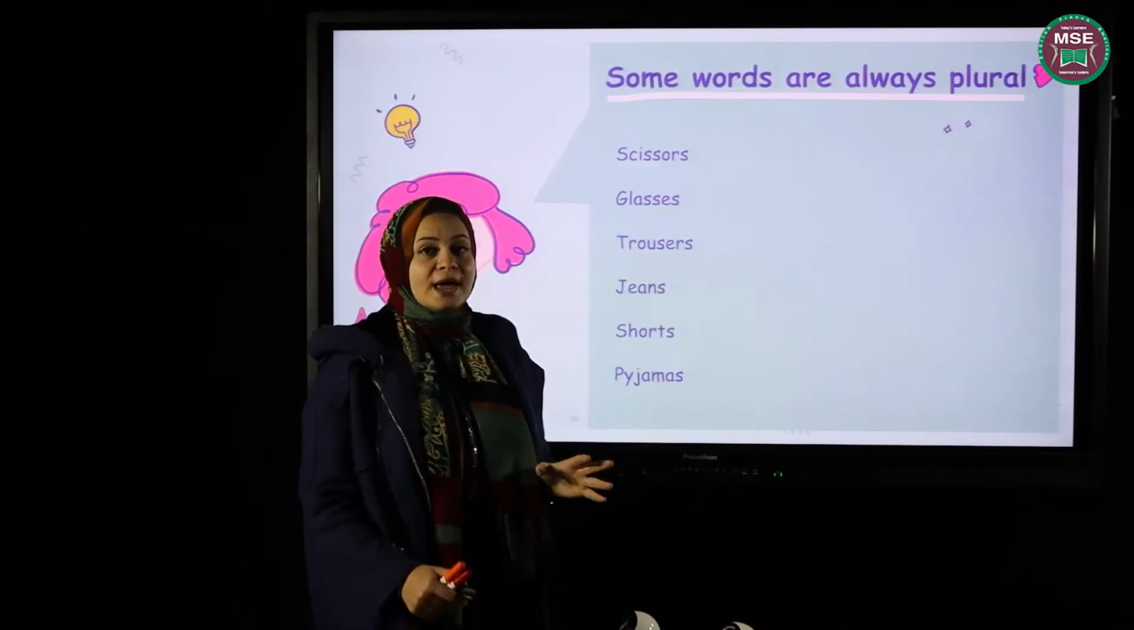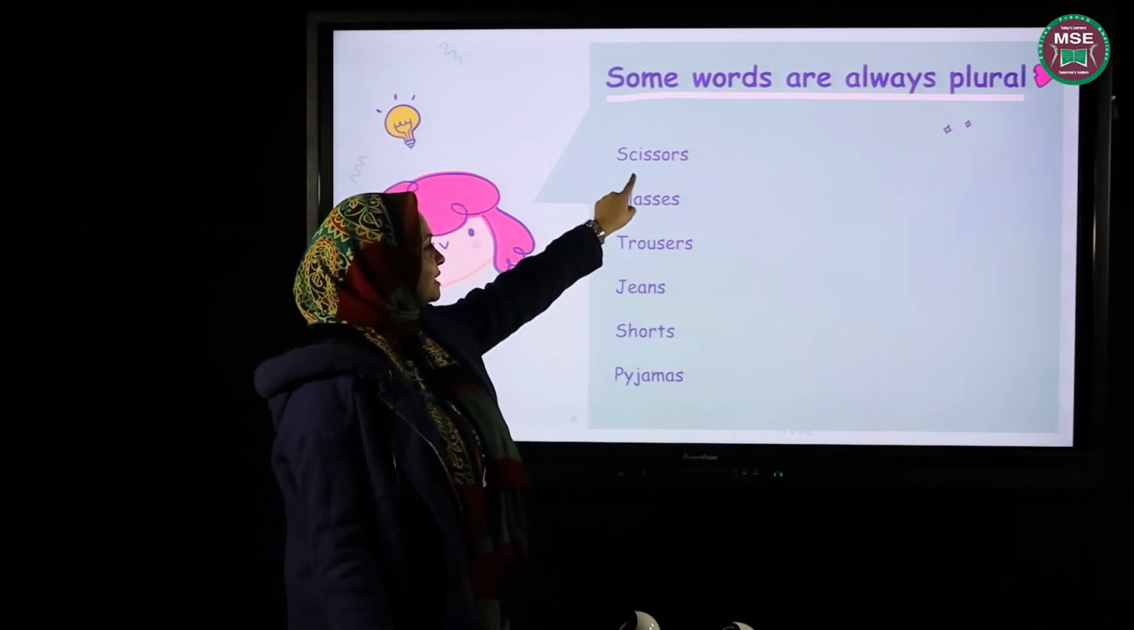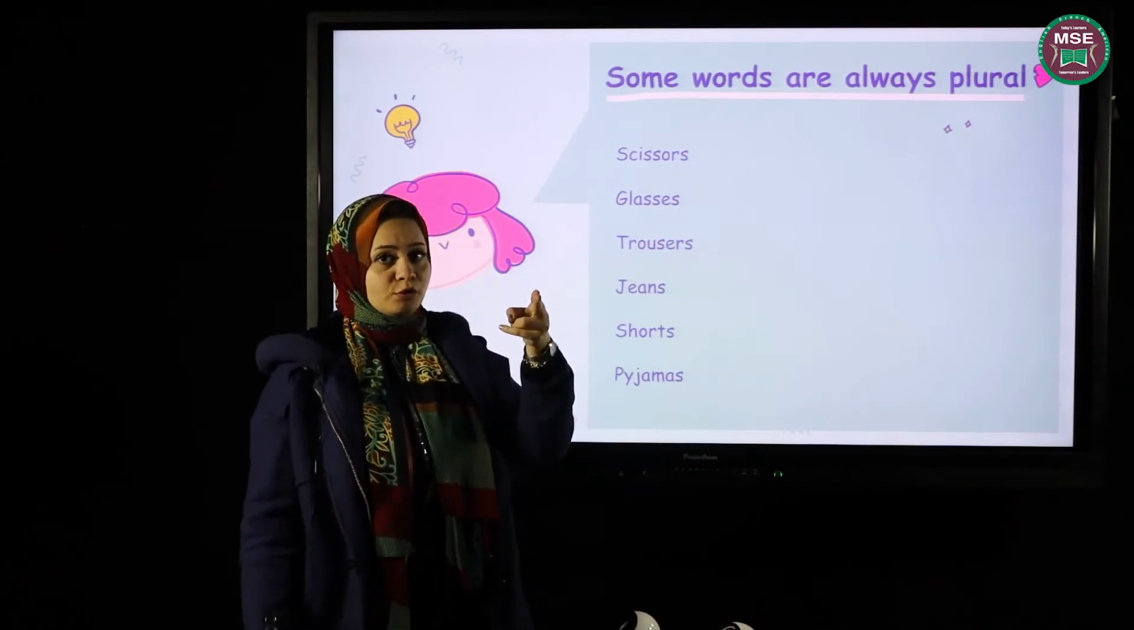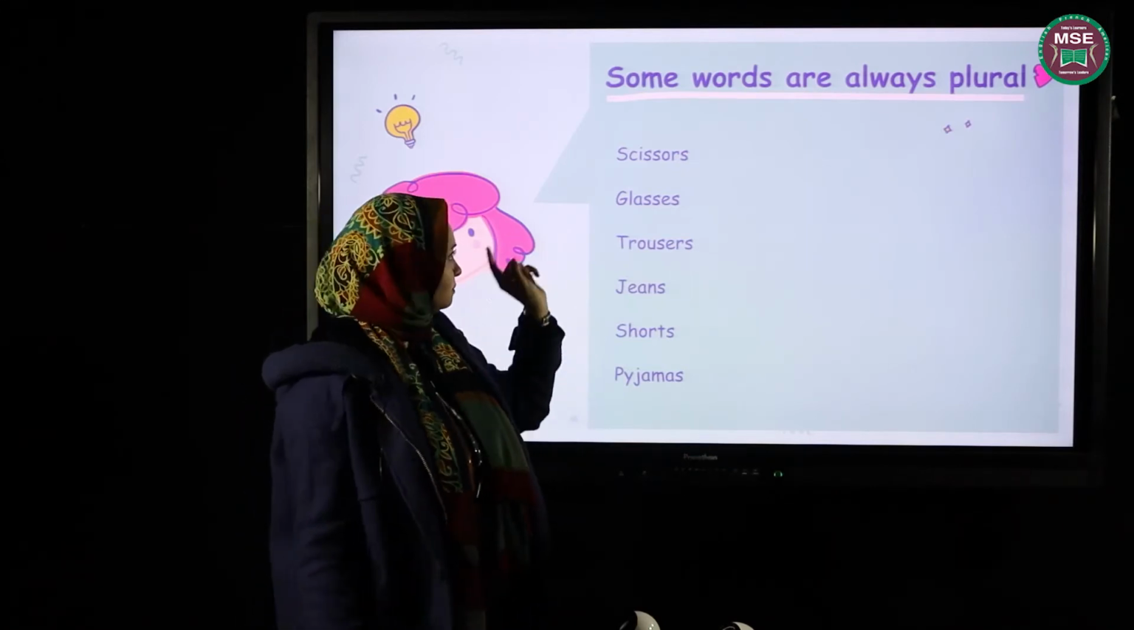Some words are always plural. For example, scissors. I can't use just one part of the scissors. We must use both of them. So I can't say scissor. It must be scissors.